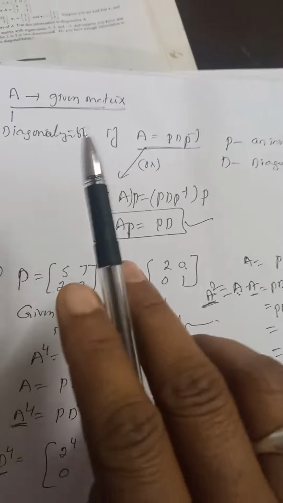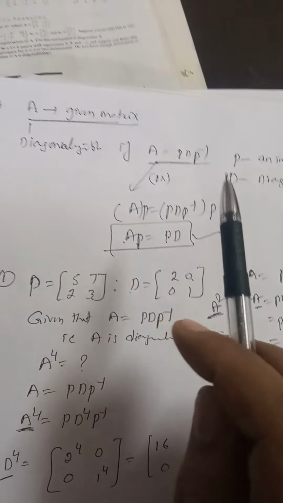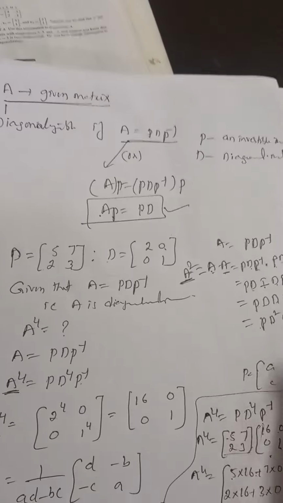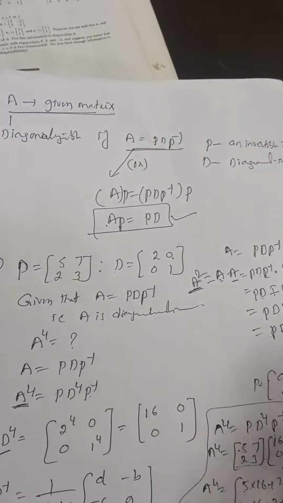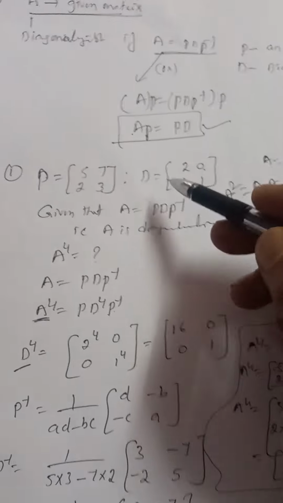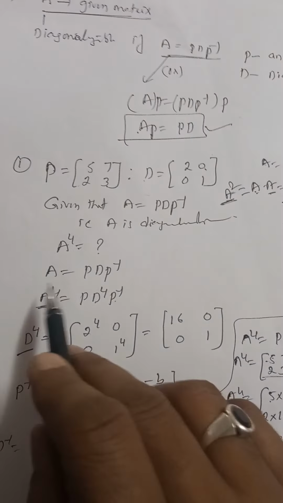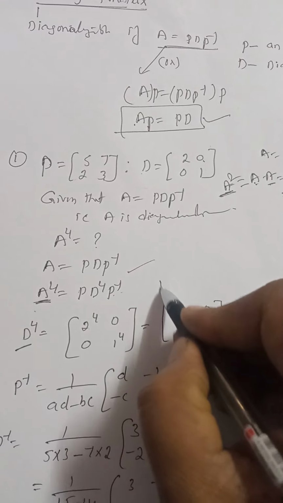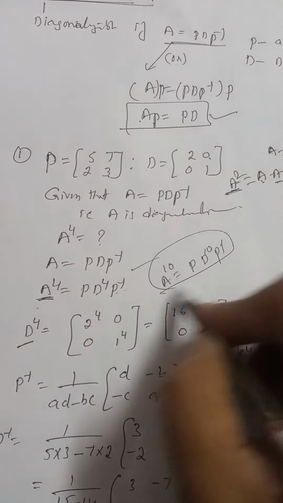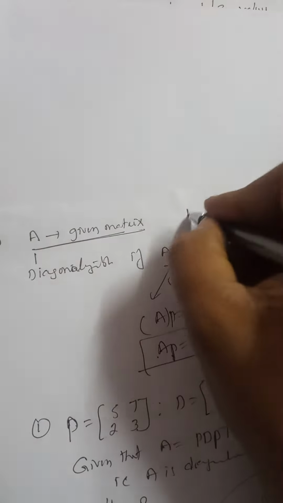Simply, what we have to do, this is the procedure. A is diagonalizable, means A can be written as P D P inverse, where P is an invertible matrix and D is a diagonal matrix. Now P is given, D is given, find A4. A is not given here, but it can be written as A is equal to P D P inverse. Using P we have to find P inverse. Using D we can find D power 4. Since A is equal to this one, A power 4 is equal to this one. Suppose you want to find A power 10, then it will be P into D power 10 into P inverse, for any matrix if it is diagonalizable, right? Now this is the first page.